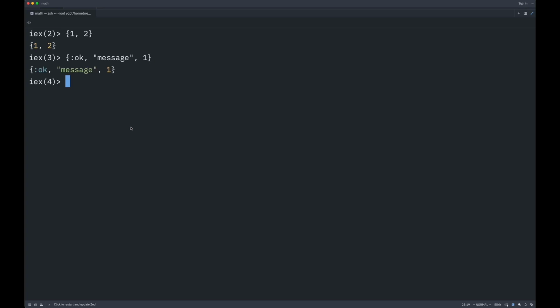When we want to extract the components, we'll use pattern matching. For example, if I use this pattern match, Elixir will look at the right hand side and say it is a 2-component tuple. The left hand side is also a 2-component tuple. So in this case, x will be bound to the value 1 and y will be bound to the value 2.